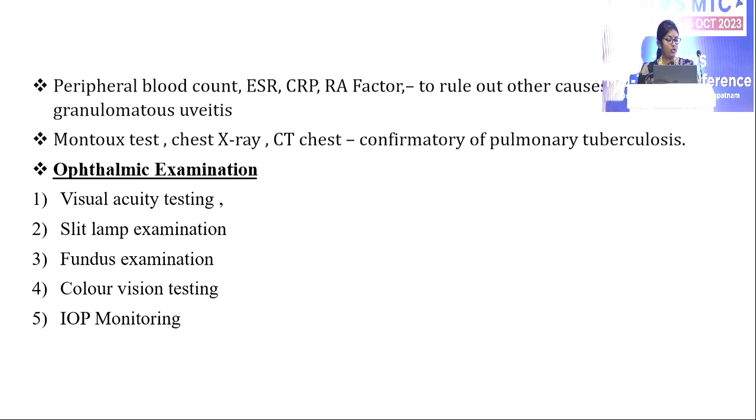Other tests were done to rule out other causes of granulomatous uveitis, such as peripheral blood count, ESR, CRP, RA factor. Mantoux test, chest X-ray, and CT tests were done for confirmation of pulmonary tuberculosis. Ophthalmic examination such as visual acuity testing, slit lamp examination, fundus examination, color vision testing, and IOP monitoring were done in these patients.